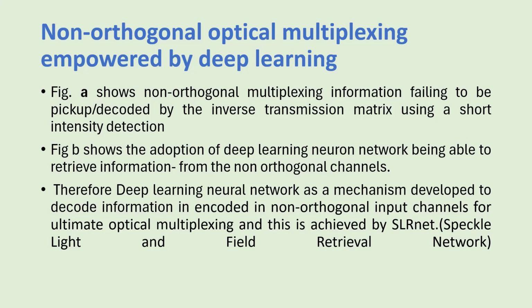And that neural network is called the SLNet. SLNet is a speckle light field retrieval network. It is used to retrieve information from that multiplexed signal or the multiplexed light field, and then it decodes that information, and then it propagates it to the output.